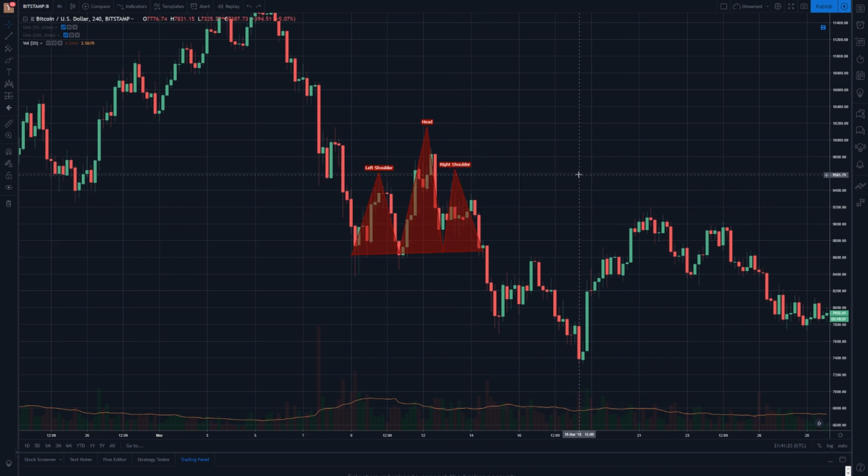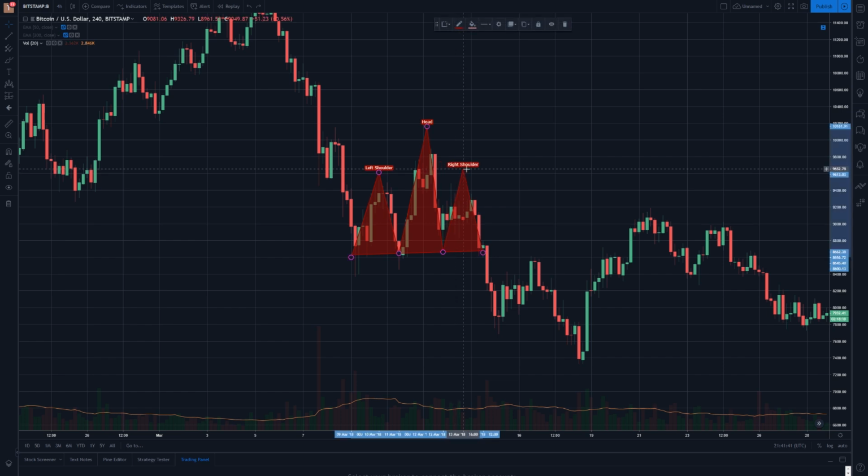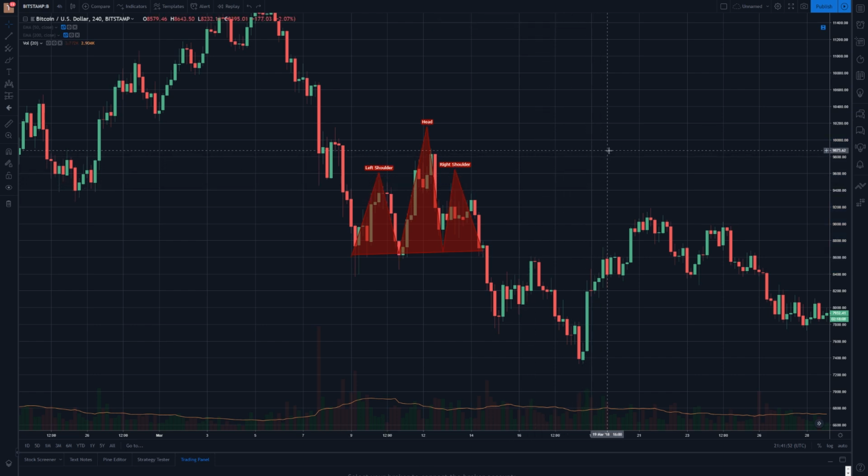Something that's important to notice over here is that your left shoulder and your right shoulder should be about the same height, and that your head should always be higher than your shoulders. Another important thing is that you do have a relative level of support. Making sure that you hold a relative level of support is very important, because sometimes I see people that have these crazy head and shoulders where they have their right shoulder over here and their left shoulder over here, and it's all slanted and jagged, and to me that just doesn't count as a satisfactory formation.